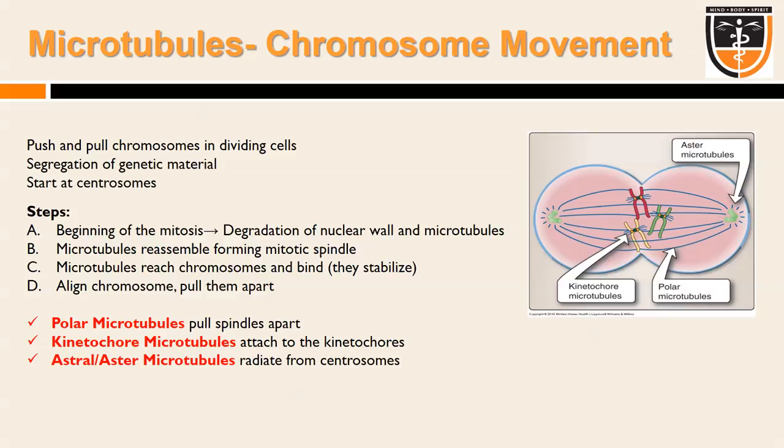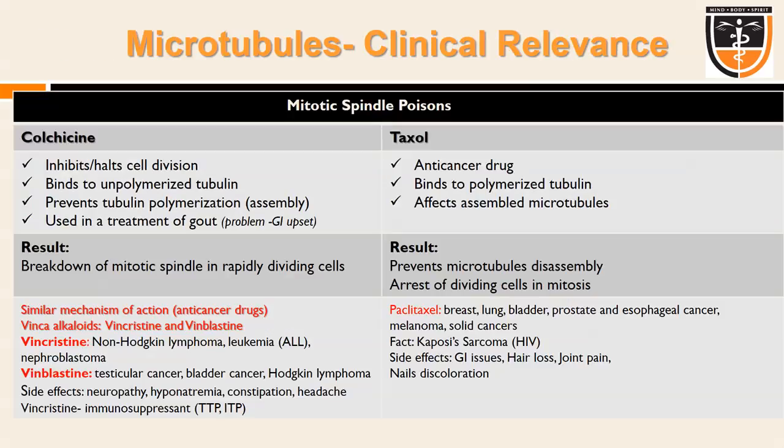So what happens is, microtubules, as they grow and form the mitotic spindle, they will bind to kinetochore microtubules on the chromosomes. And then as they grow, they will align chromosomes and they just tear them apart. So that is the process of microtubules and their importance.